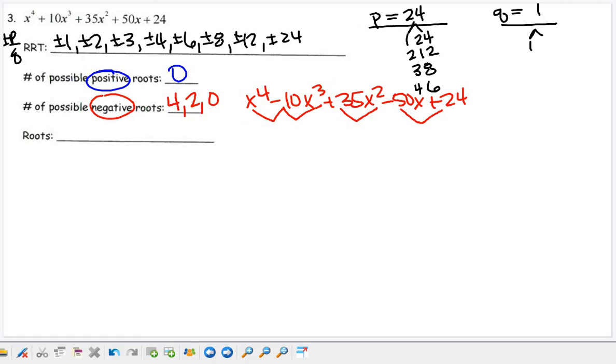So this is helpful because I know now not to pick a positive number at all. So I'm going to pick a negative number. I'll just pick -1. So we have 1, 10, 35, 50, and 24. So bring down the first term.